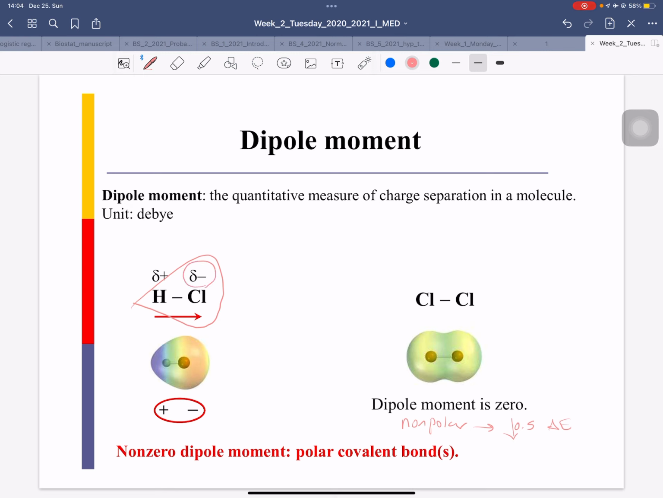Also, we can say the dipole moment is non-zero. It is a polar covalent bond. As I mentioned before, for a polar covalent bond, the electronegativity difference must be bigger than 0 and smaller than 2.1, because more than 2.1 it is an ionic bond. It cannot be covalent. In the end, we can say if the dipole moment is 0, it is non-polar and the electronegativity difference is less than half. And if the dipole moment is non-zero, the molecule is polar, and the electronegativity difference is between half and 2.1.